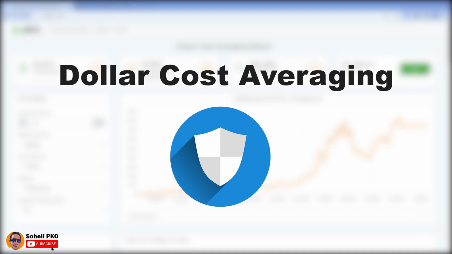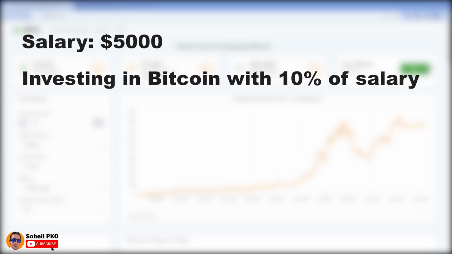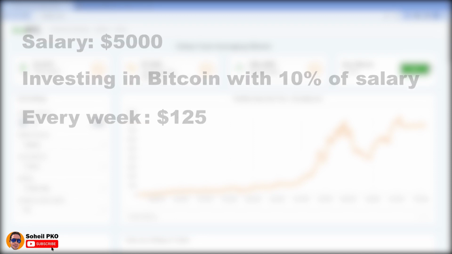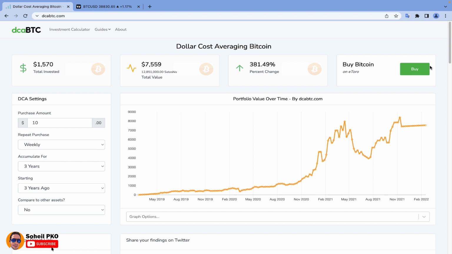Let's see an example to make it more clear for you. Consider you're an employee in a company and you earn, for example, $5,000 per month, and you want to invest in Bitcoin. You decide to buy Bitcoin with 10% of your salary, and you want to do it on a weekly basis and distribute your allocation each week. So with $500 allocated for investing in Bitcoin, you buy $125 worth of Bitcoin every week, and you do this for 1 year. Consider you started doing this last year and now you want to evaluate the result. There is a dollar cost averaging calculator for Bitcoin which can help you quickly calculate the result.